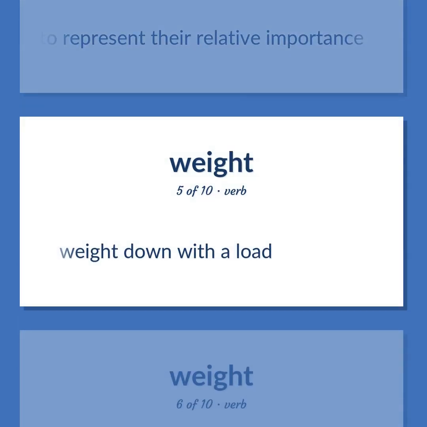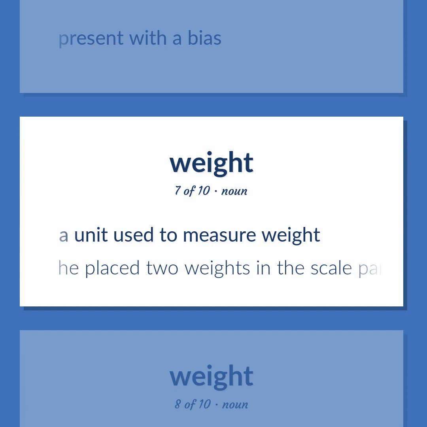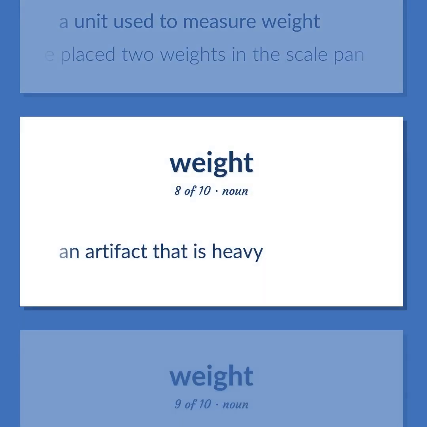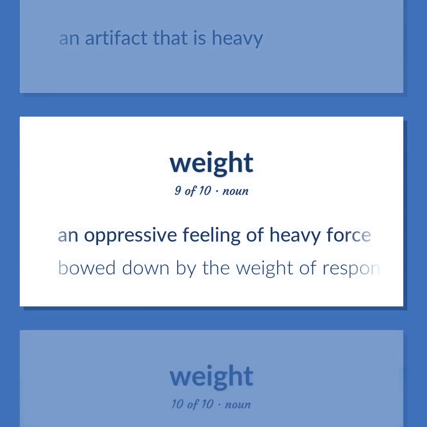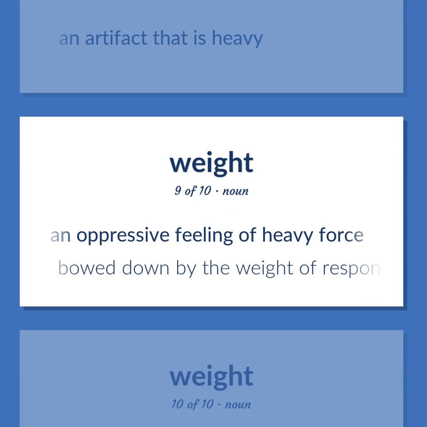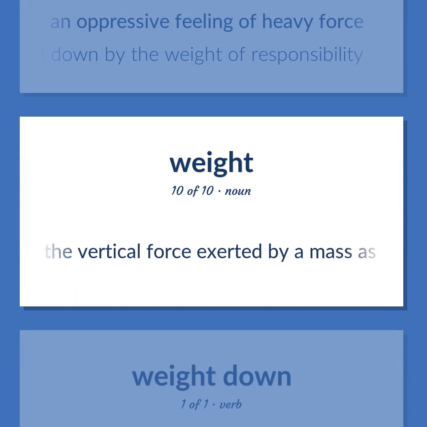Weight down with a load. Present with a bias. A unit used to measure weight. He placed two weights in the scale pan. An artifact that is heavy. An oppressive feeling of heavy force. Bowed down by the weight of responsibility. The vertical force exerted by a mass as a result of gravity.